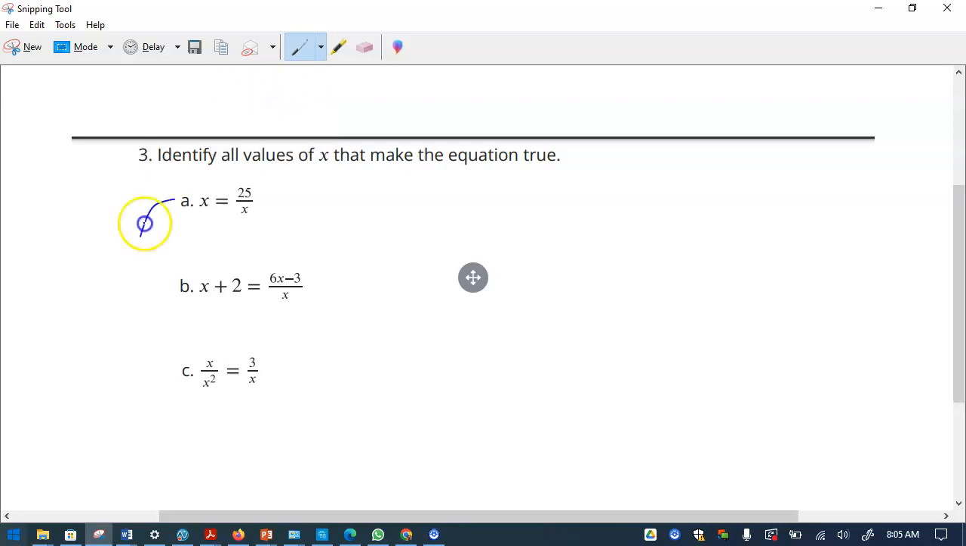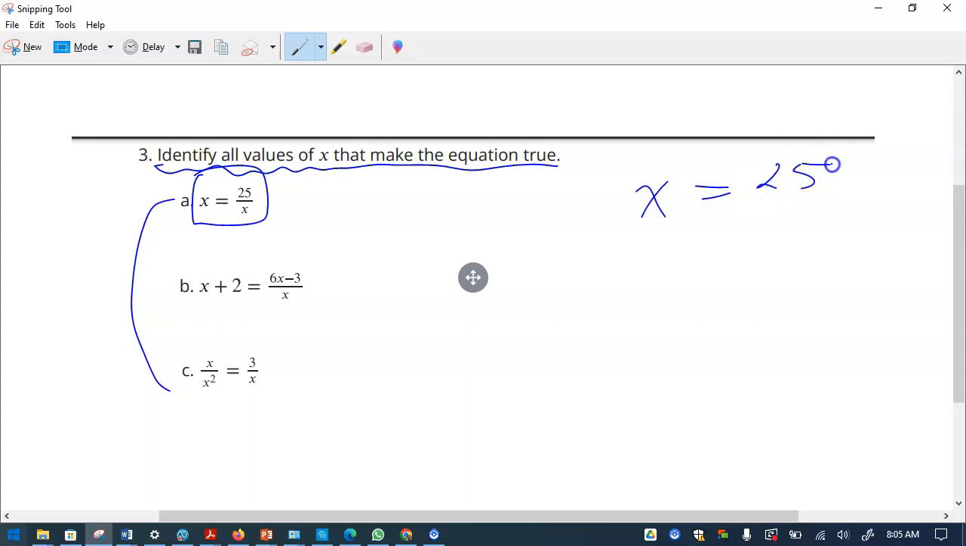Question number 3 has another 3 problems. All you're supposed to do is find the values of x that make the equation true. For the first one, you multiply x on both sides so that the x crosses out. X times x is x squared equals 25.